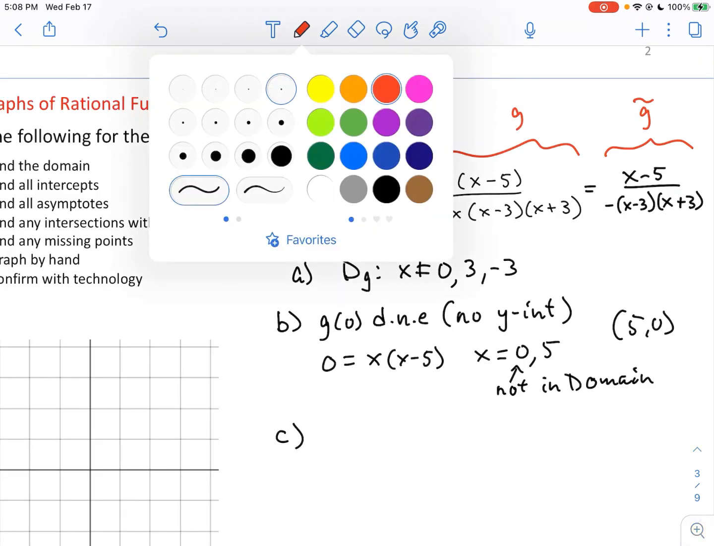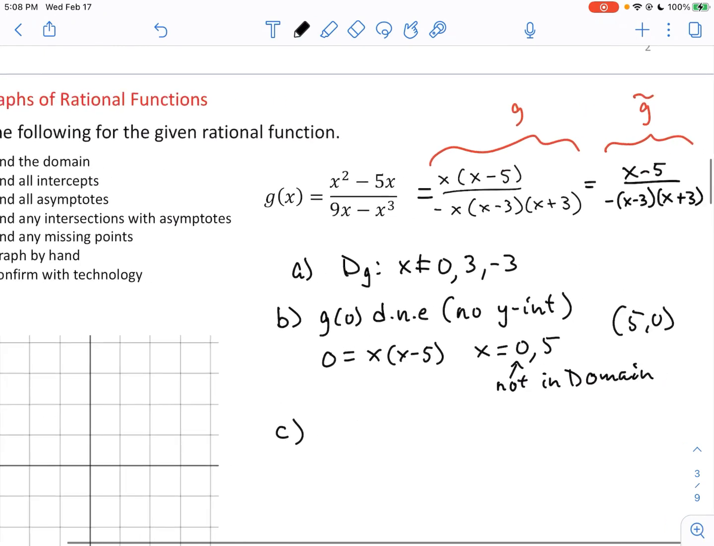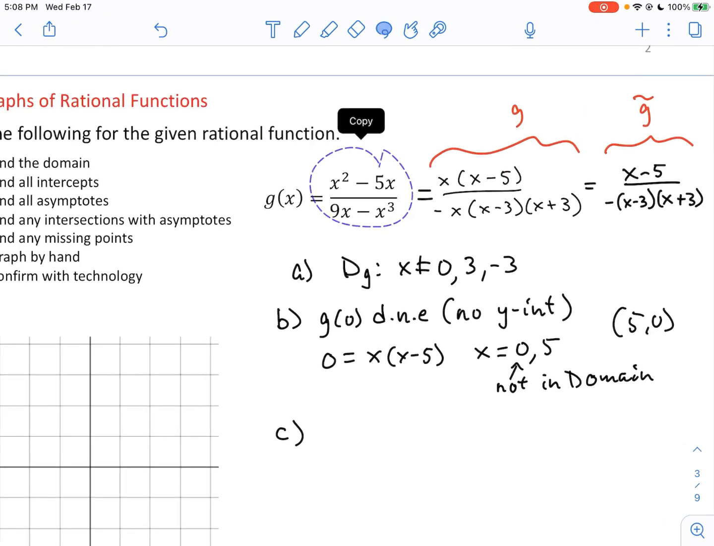Now we're going on to item C, which is find all asymptotes. You can look at the original. It is second degree divided by a third degree. So it's bottom heavy.